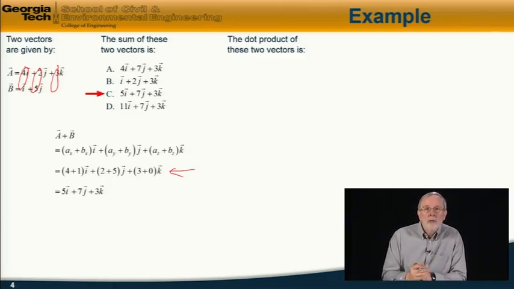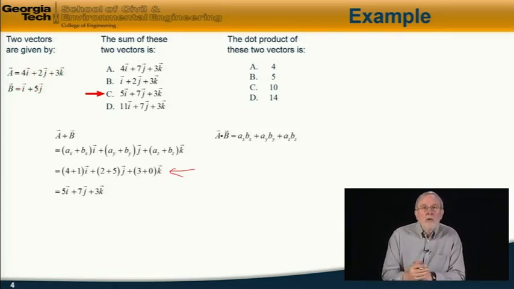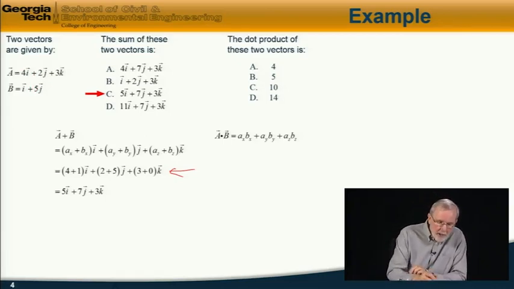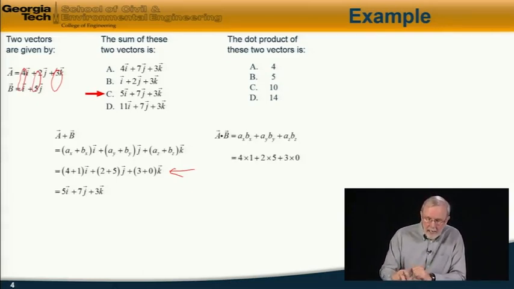Next question, form the dot product between those 2 vectors. Which of these is it? And of course, this is a scalar quantity. So we use our general relationship that the dot product A dot B is equal to the sum of the products of the individual components. So in this case, this is going to be 4 times 1 plus 2 times 5 plus 3 times 0, which is this equation right here. And computing that, that is equal to 14, so the answer is D.